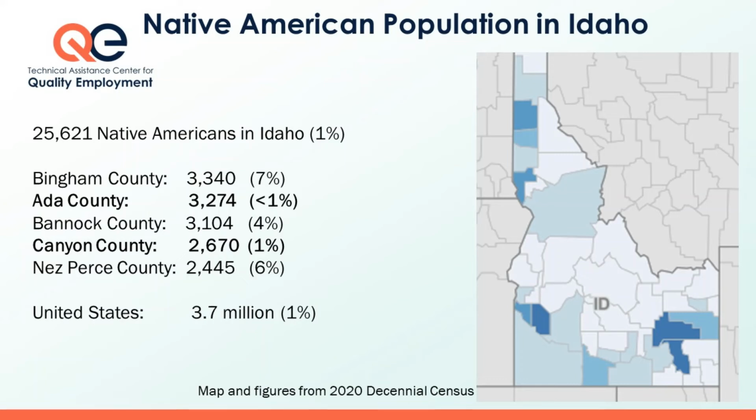The map on this slide shows Native American population by county. The deeper the blue, the more Native American residents in that county. Bingham County has 3,340 Native Americans, which means 7% of that county is Native American. Nez Perce County also has a high percentage of Native Americans at 6%. While this might seem like a low figure, remember this is 6 times the national rate. Bannock County is 4% Native American.